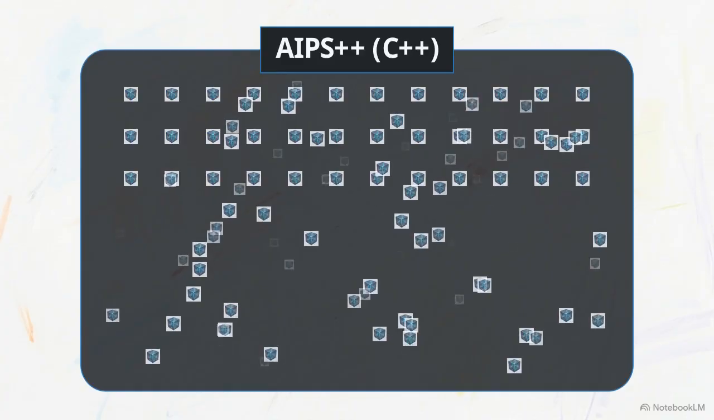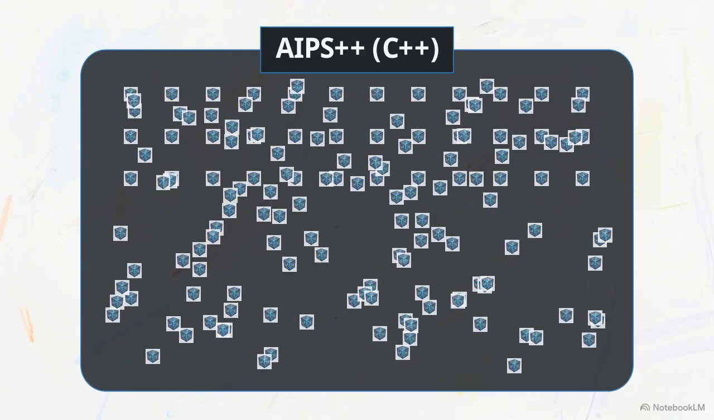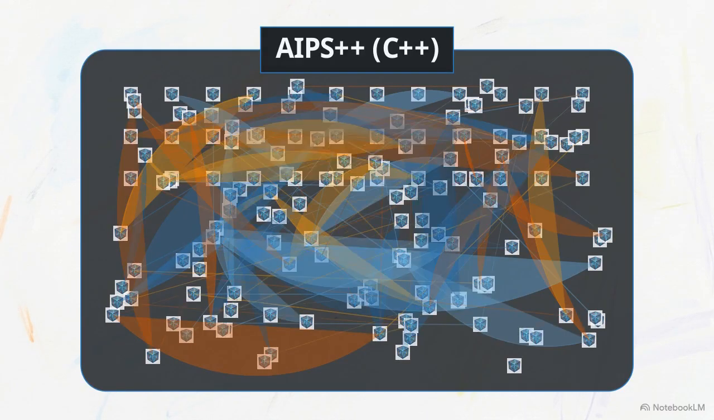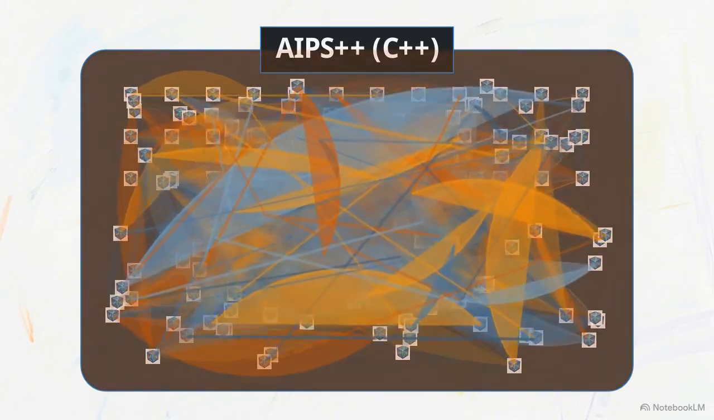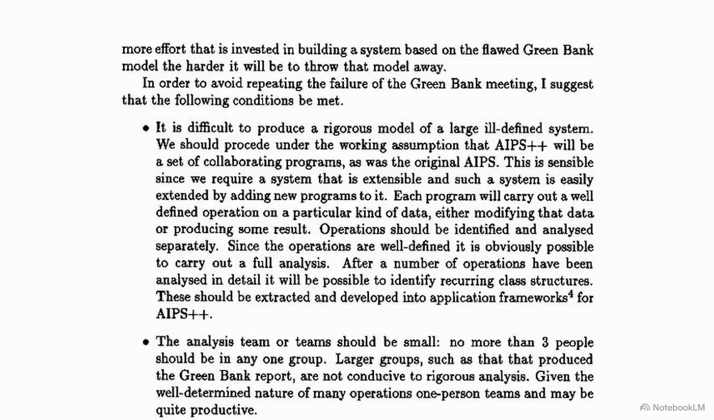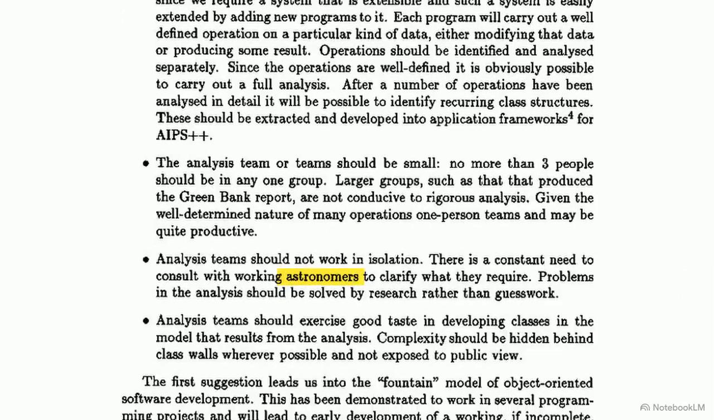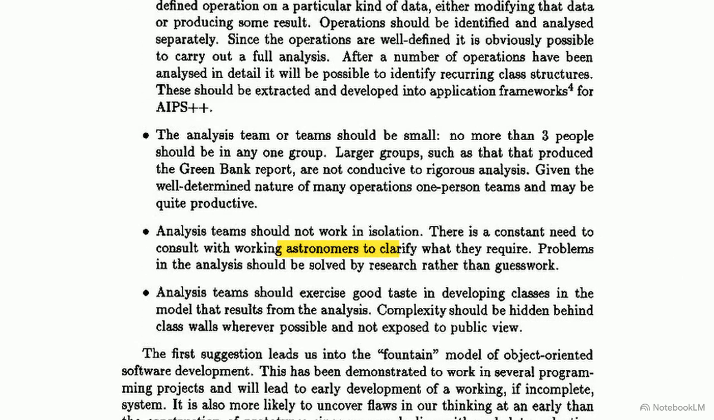An earlier attempt in the 1990s, AIPS++, tried to build the entire system in object-oriented C++, but the project struggled with its own internal complexity. A 1992 memo from the project's planning phase noted that the system's design had separated operations from data so thoroughly that it had become unusable for working astronomers.